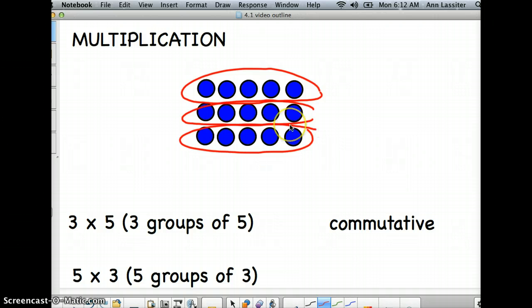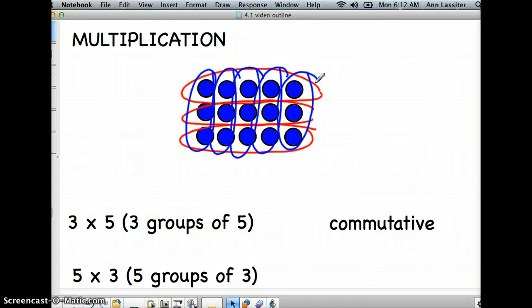You can also look at it as 5 groups of 3. So we have 3, 6, 9, 12, 15. So either way, you are coming up with the total of 15, and that's a property of multiplication that we call commutative. So it'll also be commutative if we're multiplying fractions.